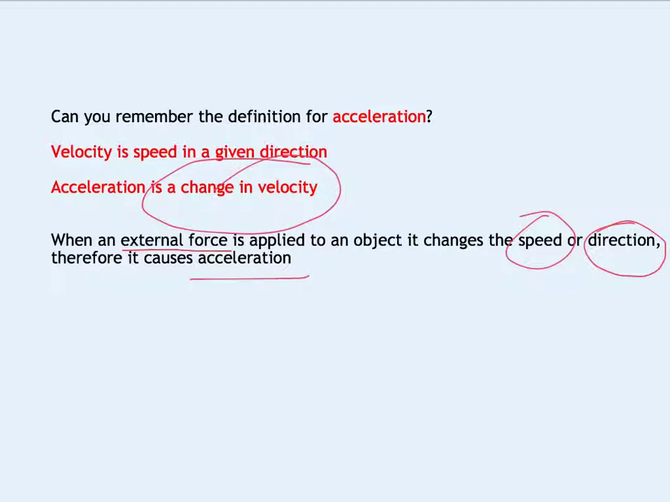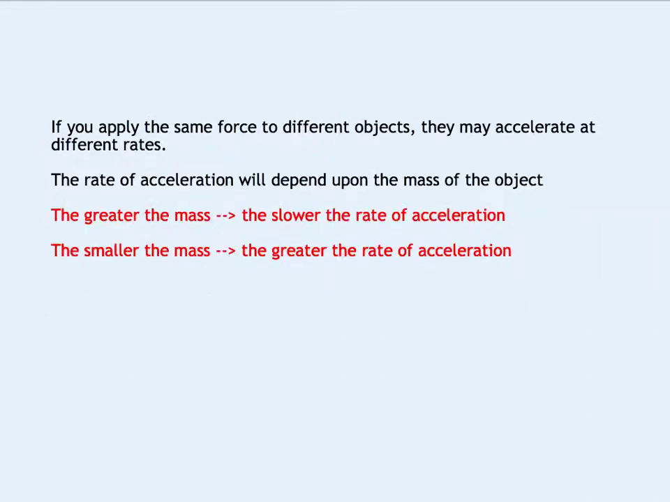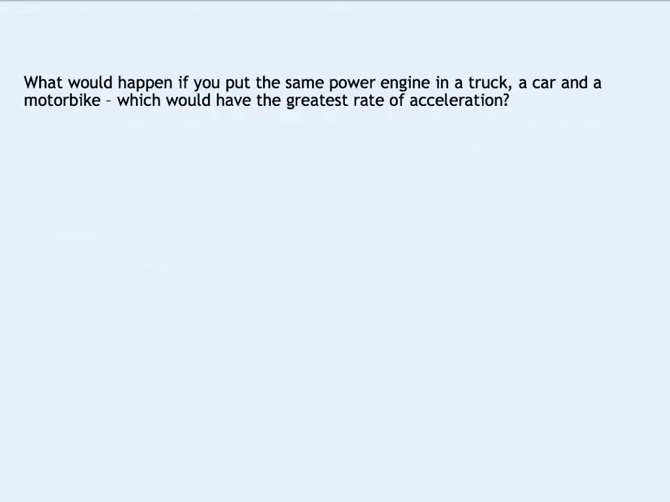Of course, this effect might have been different if the man was heavier or lighter. If you apply the same force to heavier or lighter objects, this is going to have an effect on how much acceleration and the rate of acceleration it's caused. So let's have a look at how that works. Applying the same force to different objects causes this difference in the rate of acceleration, and the biggest factor of that is the mass. The greater the mass, the slower the rate of acceleration, and the smaller the mass, the greater the rate of acceleration. So think about it in this way.